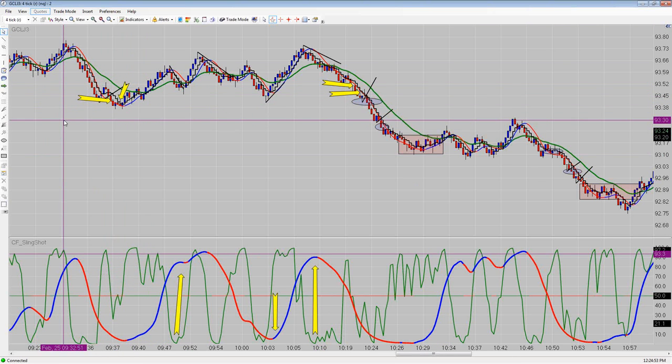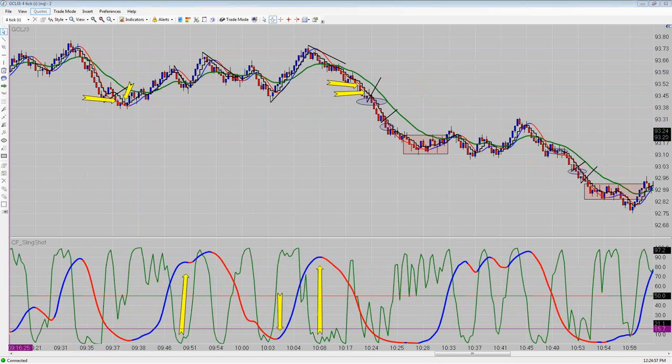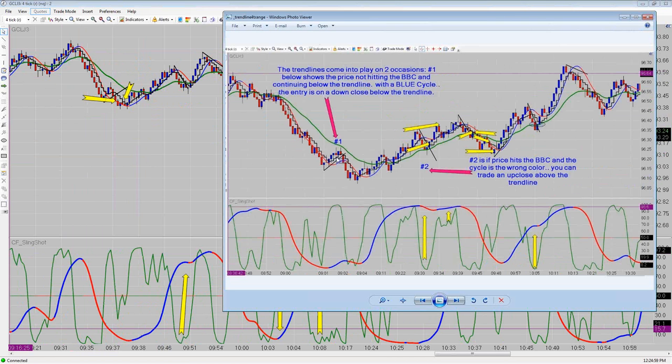Anyway, this was crude oil. The first trade that we took, we had a bearish cross. I was showing you the picture. It was this one, just like this right here. These black trend lines that I draw on here come into play a couple of times. One is when the cycle down here changes color while you're looking for the close down below the BBC, and another is when it doesn't hit the BBC.